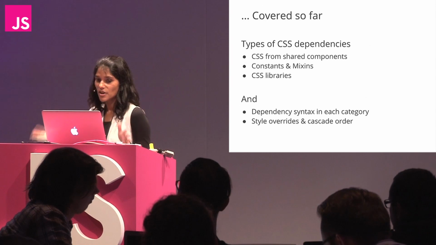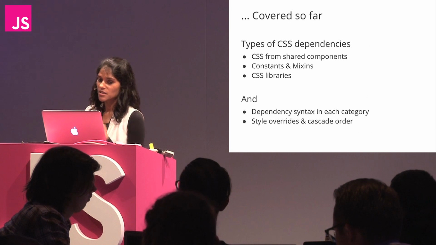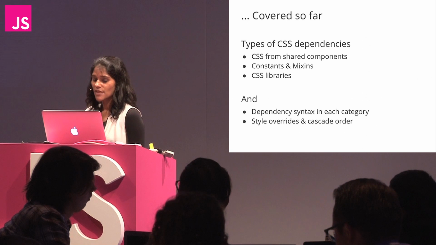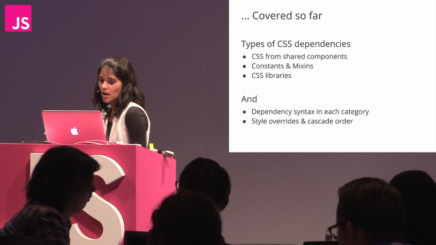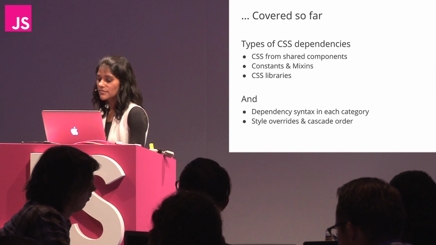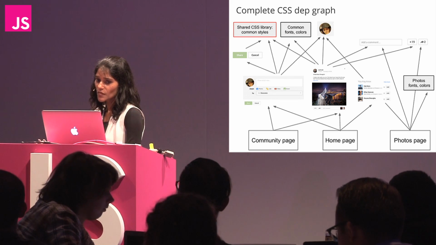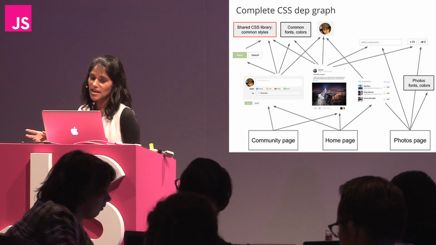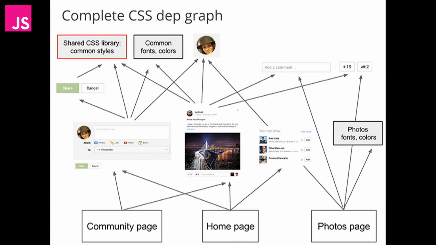All right, so far, we've covered the types of CSS dependencies we have. It's components, constants, and mixins, and libraries. And we've looked at the dependency syntax in each category, and we've looked at how style overrides happen, and we've demonstrated that the cascade order is correct. So with the addition of the shared CSS libraries, now we have a complete CSS dependency graph for our site.